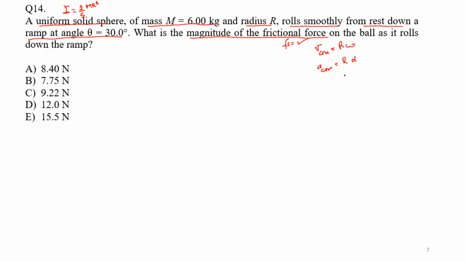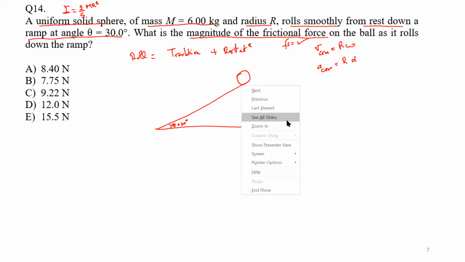And as you know, rolling is a combination of translational motion. So my center of mass has a translational motion, but also I have a rotation around the center of mass. Good. That being said, let me draw. This is my ramp. Here I gave you the angle theta is 30 degrees. My object starts from rest on top of the ramp. So this is my object. It's a uniform solid sphere. Okay, let me use this here.